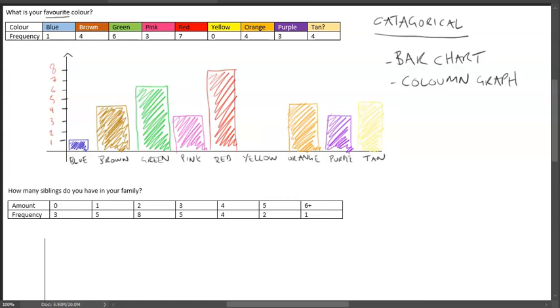Now, a few other key features to register for this question. You notice that yellow has 0. It seems counterintuitive to put yellow as an option there if there are 0, but you can consider this as maybe the question that was proposed, what is your favorite color? There was a set list that was given, including the color yellow, and nobody chose yellow as an option.